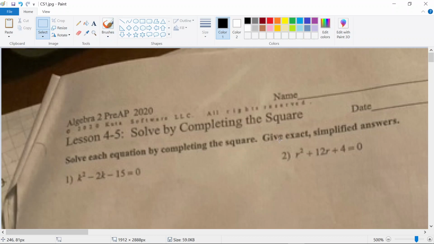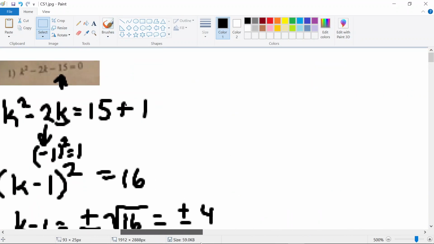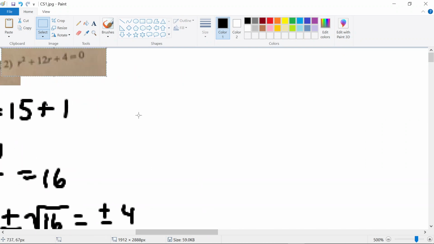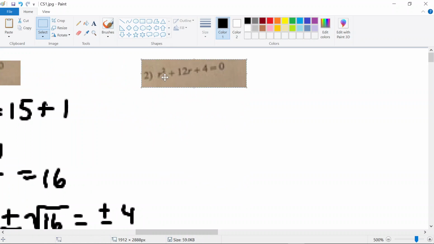All right, let me try this next one. I move it because they never give enough room. For me, especially with bad eyes, I have to have this zoomed in. Okay, r squared plus 12r plus 4 equals 0. I will subtract 4 from both sides so I can get the constant on the other side of the equation.